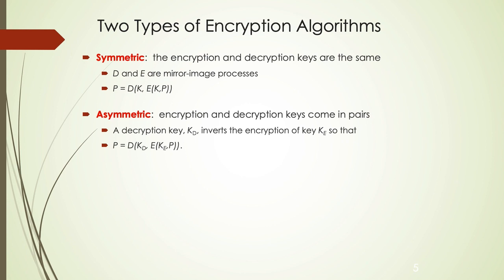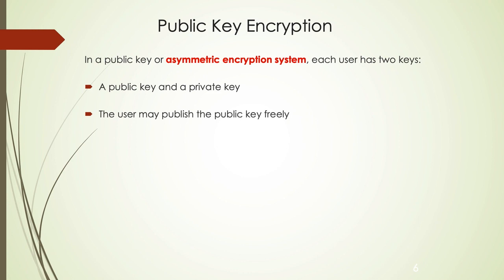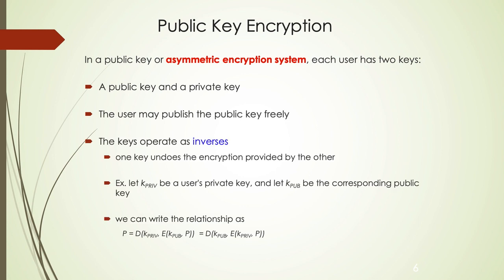Because that is the standard for public key encryptions, where each user has two keys. You have a public key and a private key. The user may publish the public key freely, and the keys operate as an inverse. So one key undoes the encryption provided by the other.